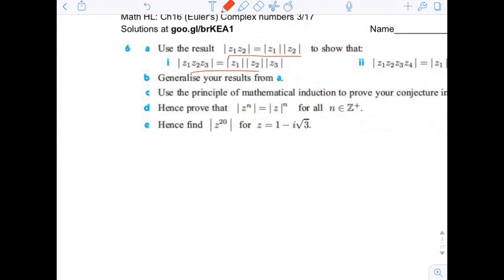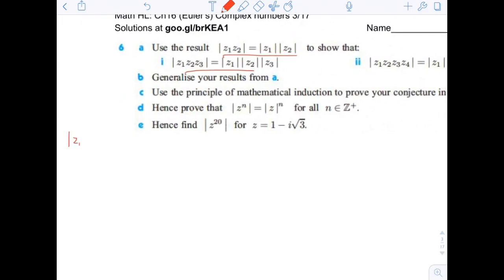Okay, so let's see. If I have the modulus of z1 z2 z3, isn't that equal to the modulus of z1 z2 in parentheses times the modulus of z3? And if the product z1 z2 is also a complex number, then I could rewrite that as the modulus of z1 z2 times the modulus of z3, right? I just used this rule here. I took z1 z2, which is a complex number, and I left it by itself inside the modulus.